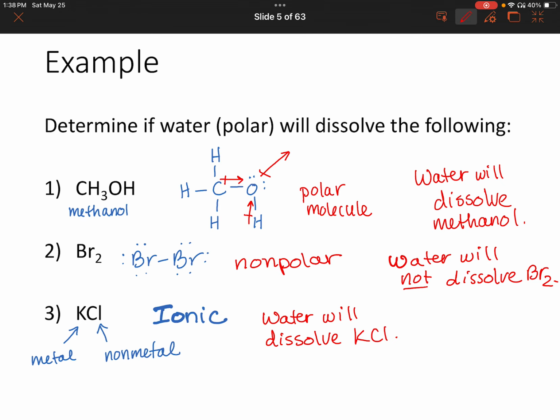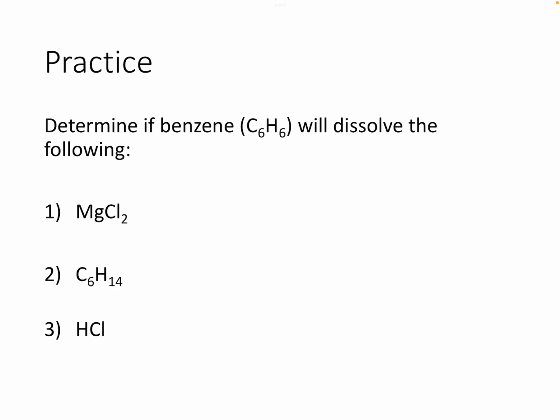All right. So let's do another practice problem. So let's determine if benzene, which is C6H6, will dissolve the following. So benzene is actually a non-polar molecule. So remember, like dissolves like. Benzene, as a non-polar molecule, will only dissolve other non-polar molecules. So go through the following molecules and see if you can figure out whether benzene will dissolve them or not. And just a quick hint on number 2. Number 2 only has carbons and hydrogens, just like benzene. So those might be similar. So pause the video, see if you can figure this out first, and then we'll go over it together.